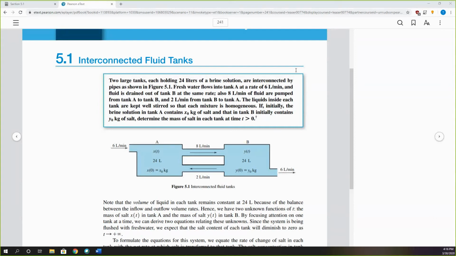Just to read through it, two large tanks, each holding 24 liters of a brine solution, are interconnected by pipes shown in the figure below. Fresh water flows into tank A at a rate of 6 liters per minute, and fluid is drained out of tank B at the same rate. Also, 8 liters per minute of fluid are pumped from tank A to B, and 2 liters per minute from tank B to tank A. The liquids inside each tank are kept well stirred so that each mixture is homogeneous. If initially the brine solution in tank A contains x sub 0 kilograms of salt, and that in tank B initially contains y sub 0 kilograms of salt, determine the mass of salt in each tank at time t greater than 0.